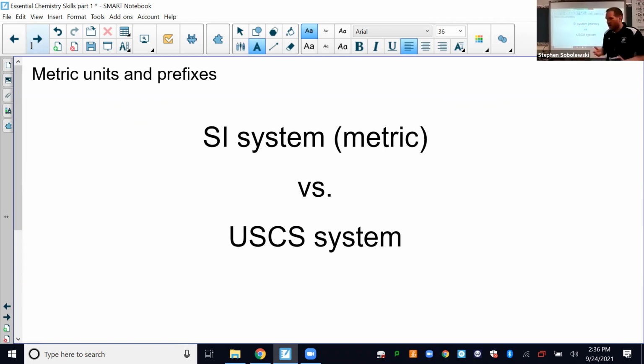There are really two measurement systems that we use here in the US, the SI system or metric system, and the USCS system, the United States Customary System. These are your classic American units: your gallons, cups, pints, your inches, feet, miles, your pounds. We're not going to be using these in science. Instead, we're going to be using the metric system or SI. SI comes from the French Système International. These are all of these units you've been using in science, hopefully your whole life.